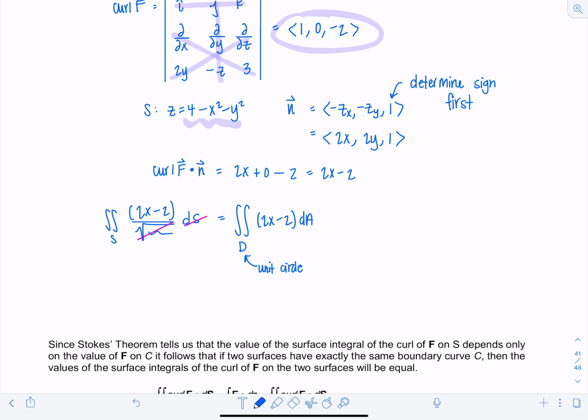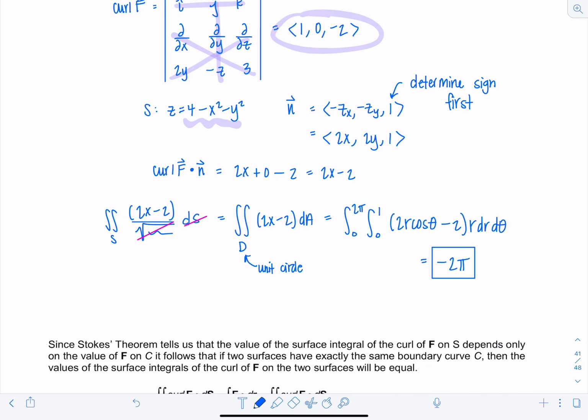Well, how do you want to evaluate that integral? I think it's a great time to go polar, right? So let's set it up. Limits for theta should be 0 to 2 pi. Limits for r, 0 to 1. And then replace x with r cosine theta, minus 2. And then remember, dA is r dr d theta. Okay, and then I'll let you come to the exciting revelation that this is also negative 2 pi.